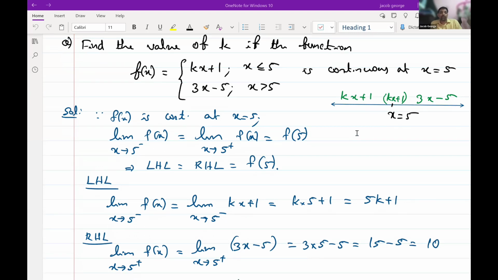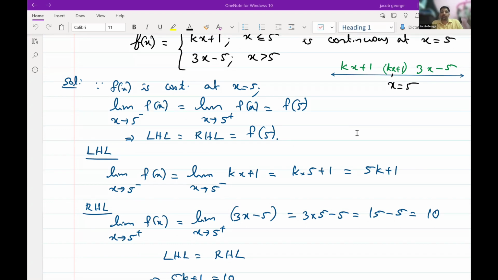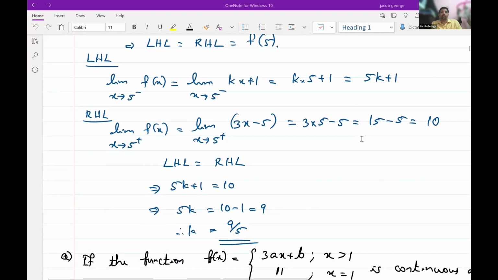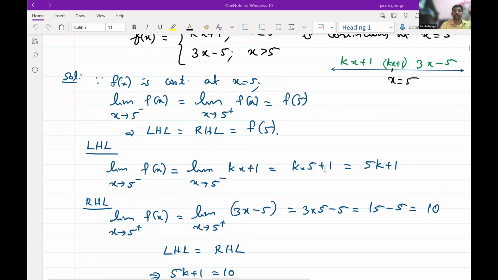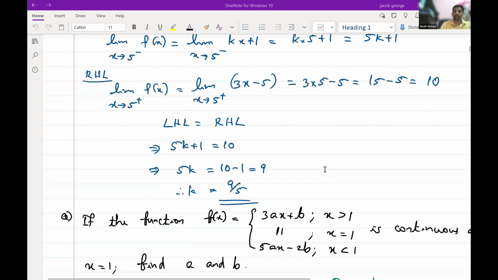Left hand limit we find. Limit x tends to 5 minus f of x. So that comes like this: limit x tends to 5 minus, kx plus 1. That is k into 5 plus 1, it is 5k plus 1. Left hand limit is 5k plus 1. Right hand limit is limit x tends to 5 plus f of x, that is equal to 10. So 5k plus 1 equal to 10, or 5k is equal to 9, k is equal to 9 by 5. So this is the value, k is equal to 9 by 5.